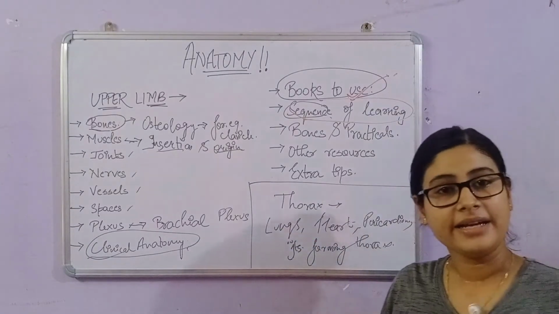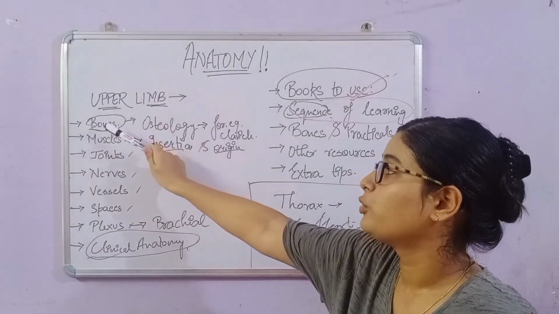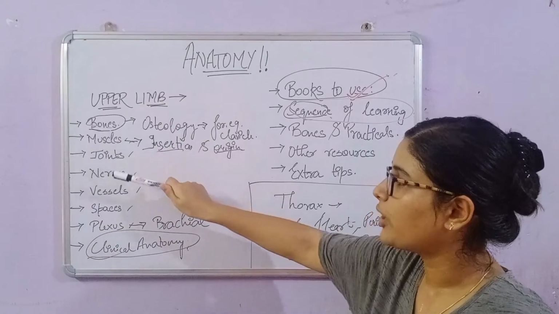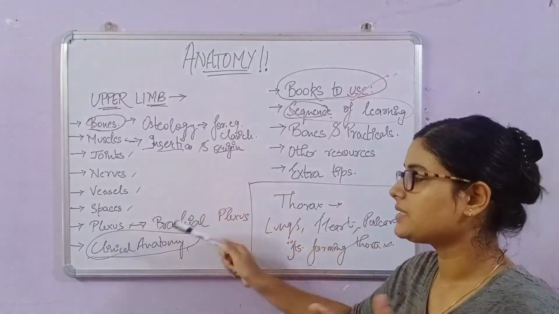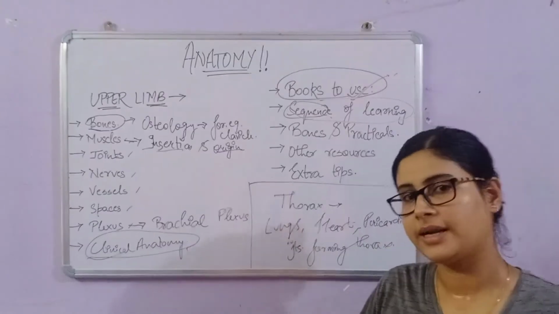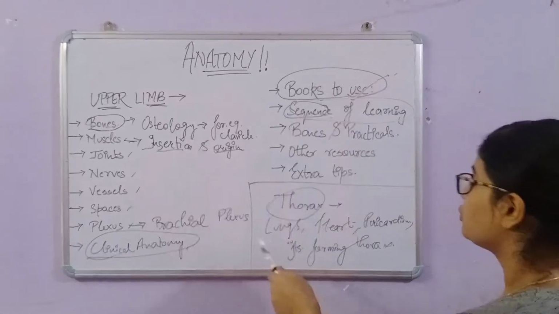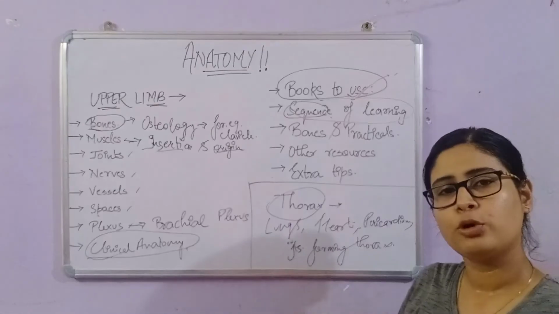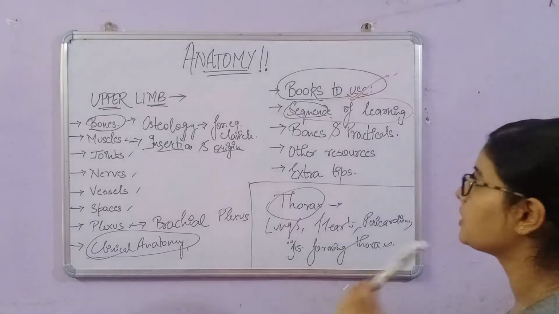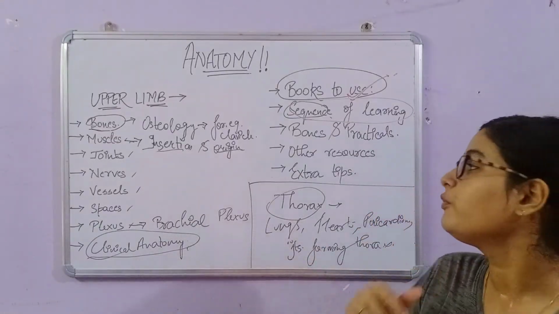So again telling you the sequence, first go through the upper limb and go through the bones, then muscles, joints, nerves, vessels, spaces, plexus, and clinical anatomy. And also make sure to make diagrams, learn diagrams properly with proper colors. And then you have another thing, that is your thorax in the same book. So you will go through all these topics. There are many more topics. I just gave an example of these. So this is the sequence that I would suggest and recommend you to follow.